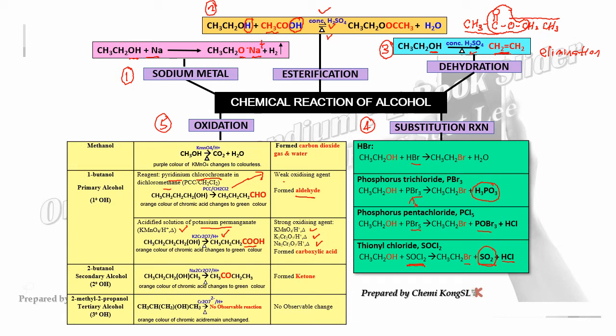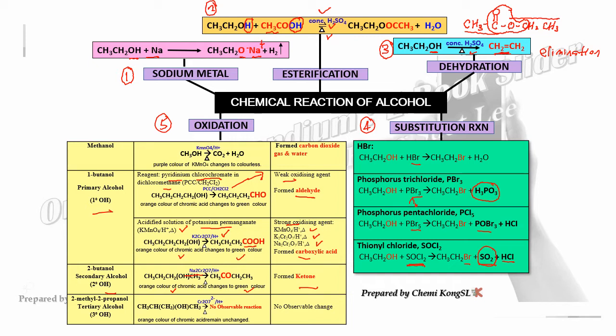If weak oxidizing agent, aldehyde. Strong oxidizing agent, carboxylic acid. Okay, this is for primary alcohol. And then for secondary alcohol, when it reacts with the strong oxidizing agent, it will form ketone. Okay, you have to take note of what is the color of the sodium dichromate. The color of the sodium dichromate solution is orange color, and then it will turn to green color. Same for the primary alcohol, also will turn the orange color of chromic acid to green color as well. Okay, the chromic acid is referred to Cr2O7.